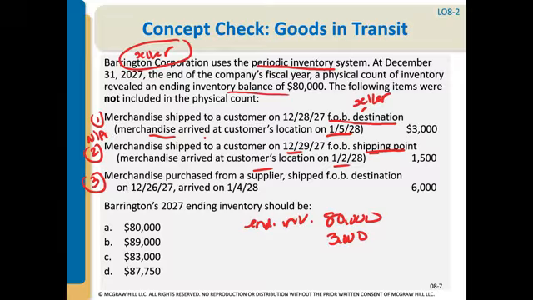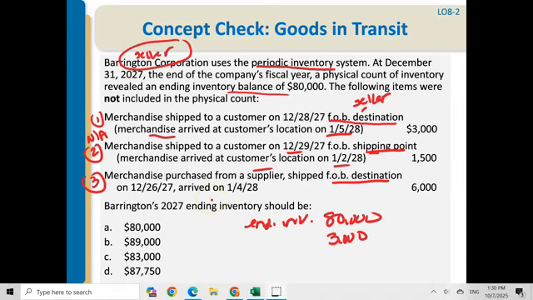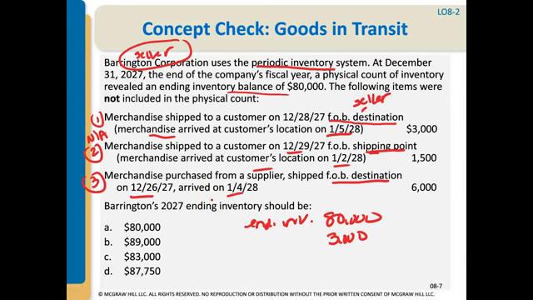And then number 3, merchandise purchased from a supplier shipped FOB destination on December 26th, arrived the following year. Well, this is merchandise purchased, so in item number 3, Barrington is the buyer. As a buyer, we have FOB destination, which means it doesn't go on our inventory until we actually receive it on January 4th. So on December 31st, that is not on our inventory either. So on December 31st, our ending inventory should be 83,000.